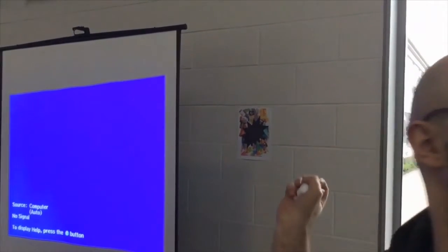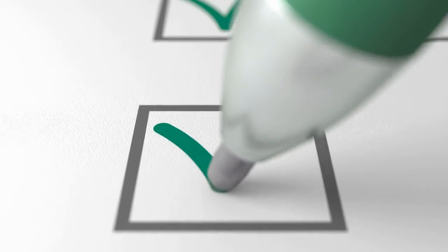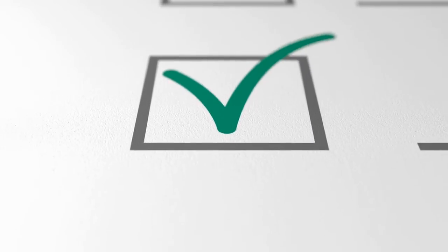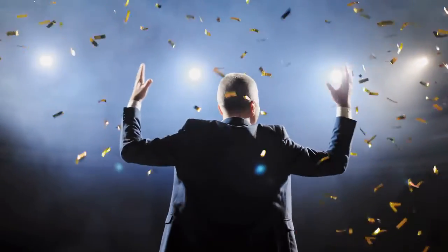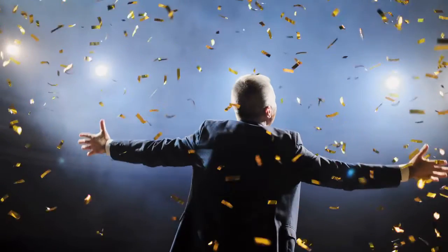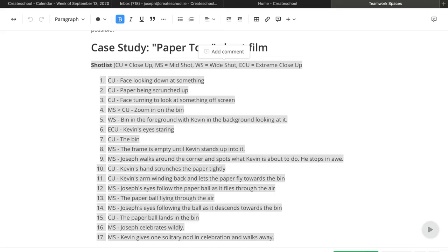Once you have your idea written down, we then want you to come up with a shot list. Think of this as a checklist for your film. You may be tempted to skip this step, but trust us, it will make your film far more efficient and enjoyable. Take a look at the shot list we created for Paper Toss. It's a detailed description of how your film is going to unfold.